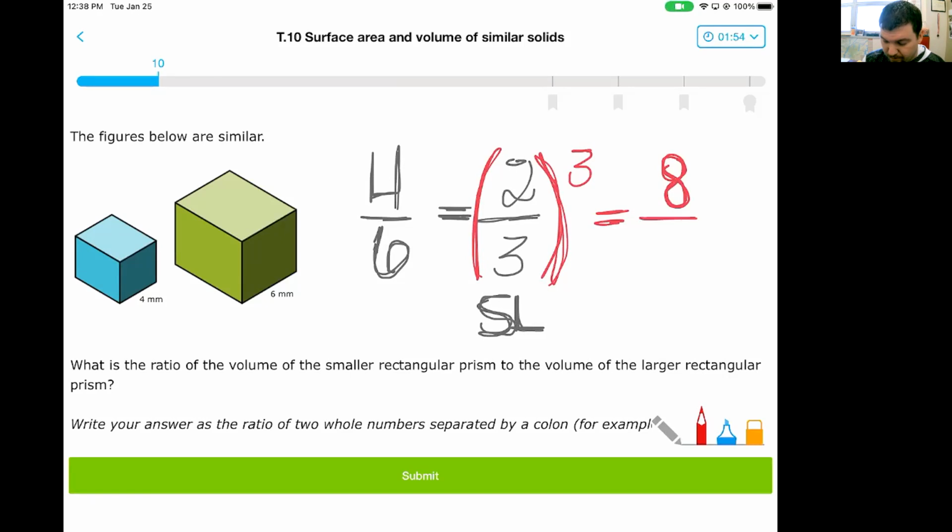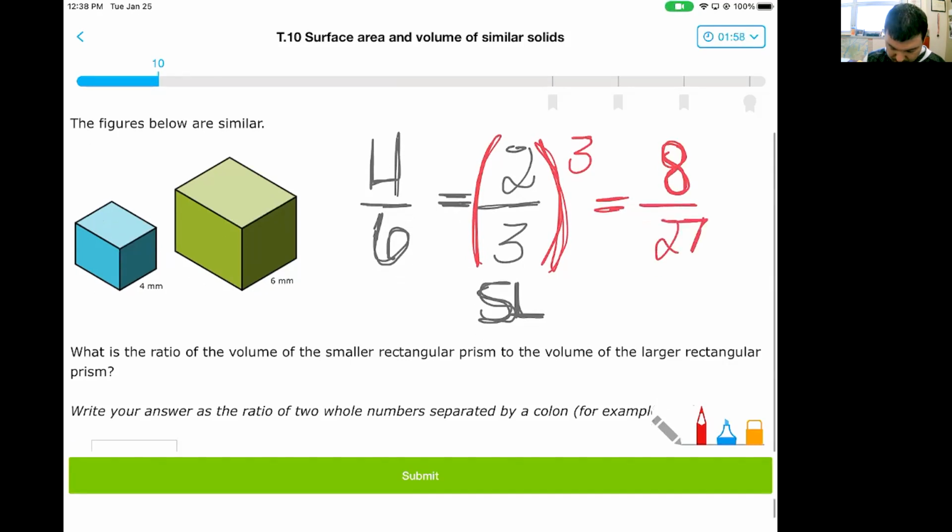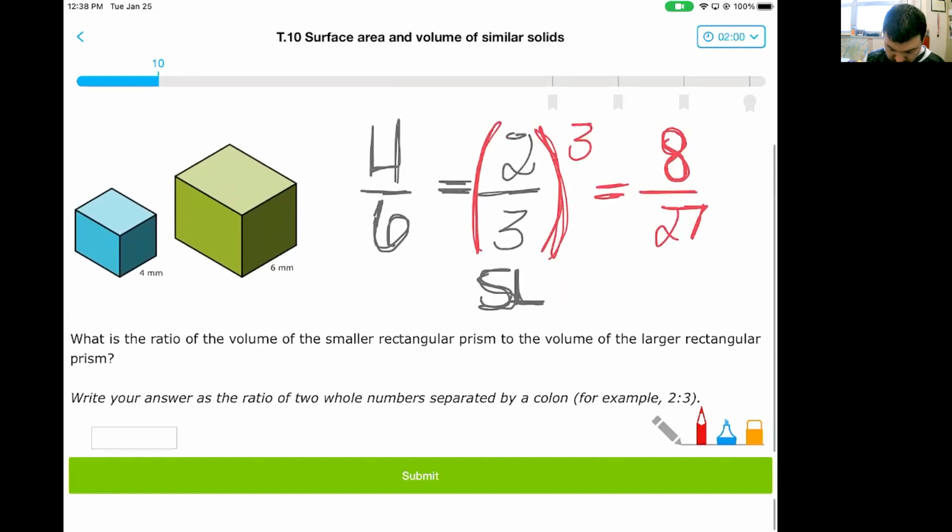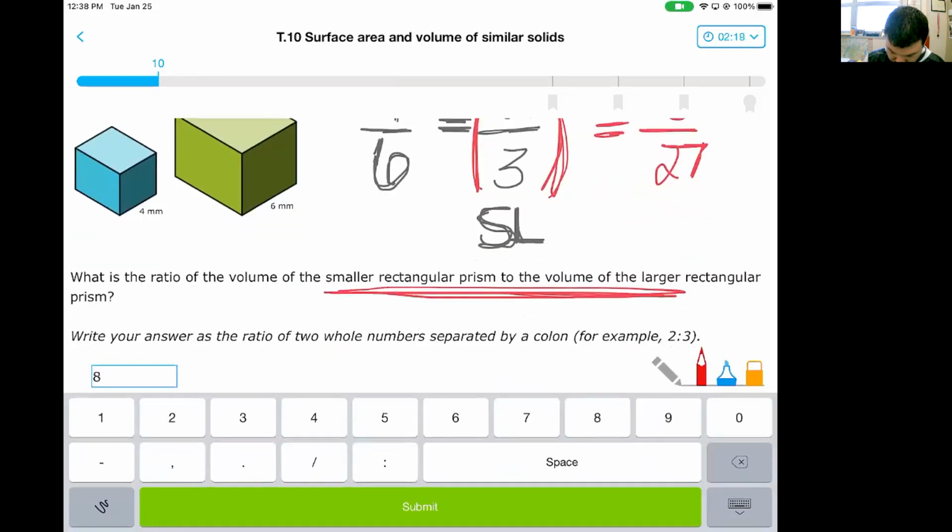And then 3 to the 3rd is 27. So now I'm going to make sure I've got it written the right way. Watch out for IXL. They can be tricky. This one says smaller to larger, but they could easily flip it around on you and say larger to smaller instead of smaller to larger, and that you would just flip the order of the numbers around. So this is going to be 8 to 27.